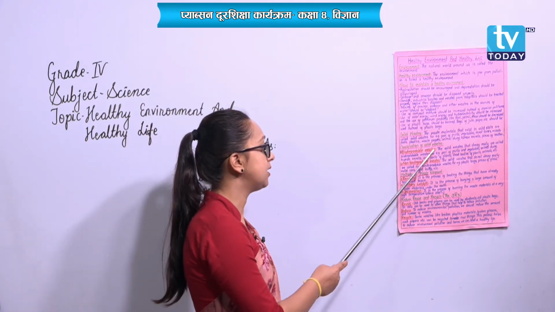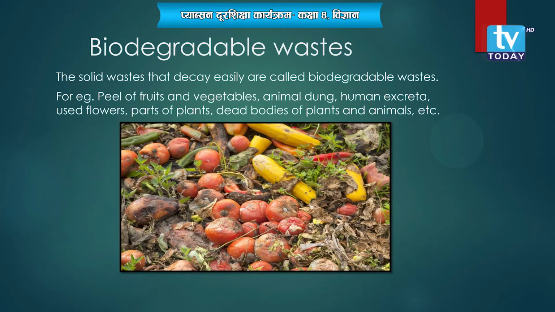Now, let us see what biodegradable waste is. The solid waste that decays easily is called biodegradable waste. That means these wastes can decay easily whenever they are thrown, and if they decay, they do not harm the environment, okay. Examples of biodegradable waste include peel of fruits and vegetables, animal dung, human excreta, used parts of plants, dead bodies of plants, animals, etc. Also the waste derived from plants and animals that can be decayed easily, okay.